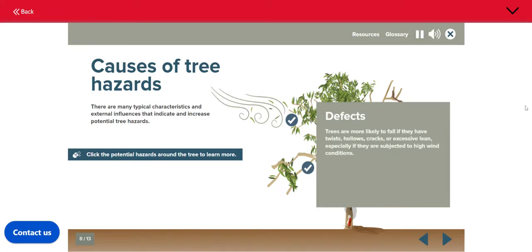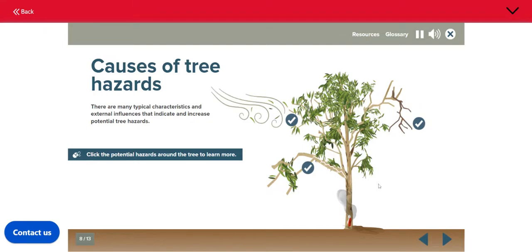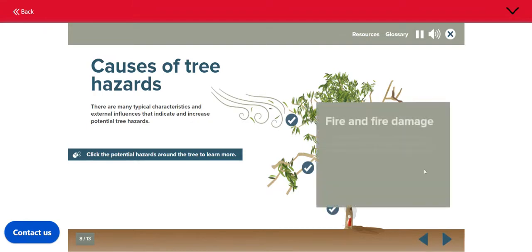Trees are more likely to fall if they have twists, hollows, cracks, or excessive lean, especially if they are subjected to high wind conditions. The structure of trees and branches can be weakened by fire, defects, and high winds, increasing the likelihood that they will fall.